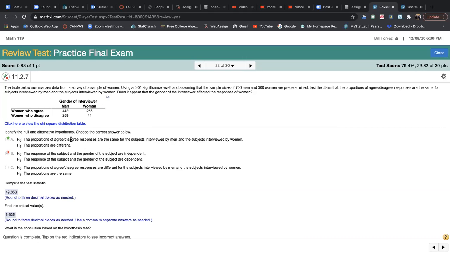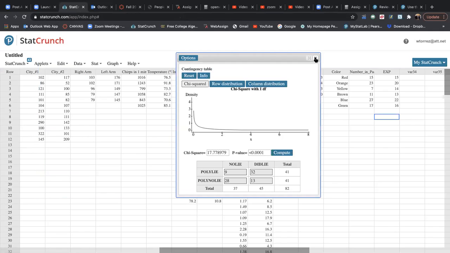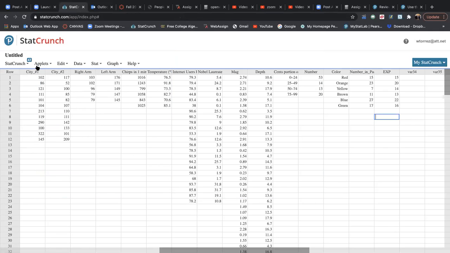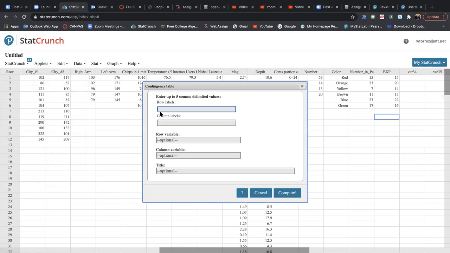Okay. So what we're going to do is sort of a test of homogeneity here. It's not really a test for independence. So we'll use the test of homogeneity in StatCrunch. I'll go ahead and choose, let me hide these results here. And now we'll go to our contingency table under applets. And we'll go ahead and type in our row labels. And I'll type them this way.